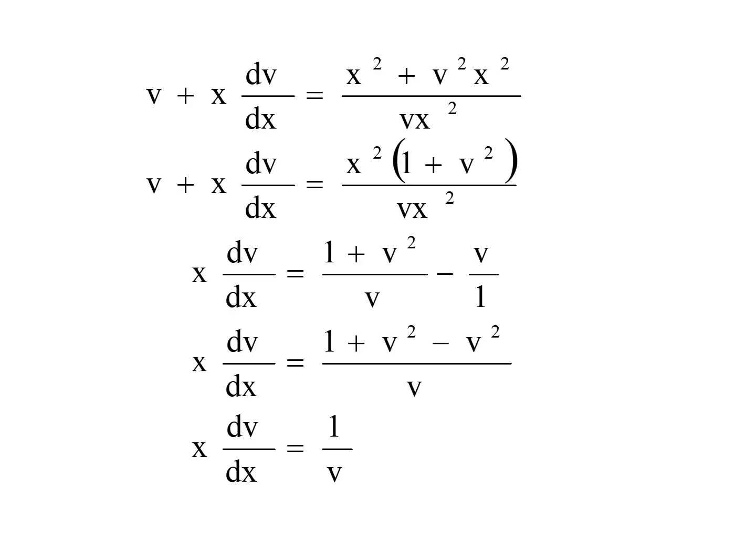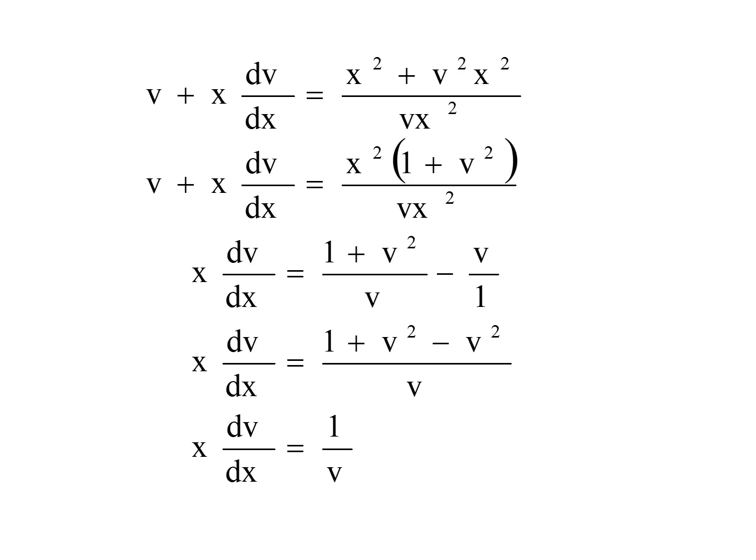After simplifying the previous line, we got v plus x into dv by dx is equal to x square plus v square x square by vx, that is v into x square. Move on to the next line. Write down the left side part as it is, that is v plus x into dv by dx is equal to, take x square as common from the numerator. So x square into 1 plus v square by v into x square. Here x square cancels.